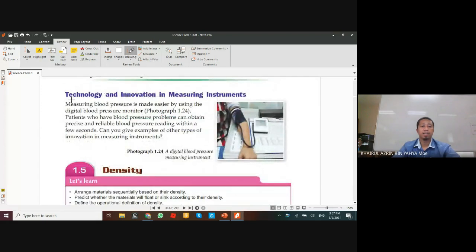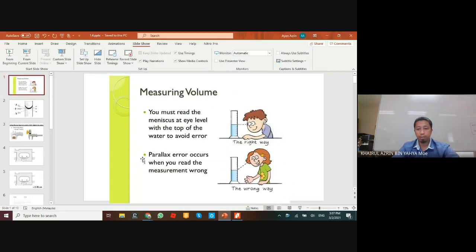So last, technology and innovation in measuring instruments. Measuring blood pressure is made easier by using the digital blood pressure monitor. Patients who have blood pressure problems can obtain precise and reliable blood pressure readings within a few seconds. Okay, and then I want to continue with some of the PowerPoint.